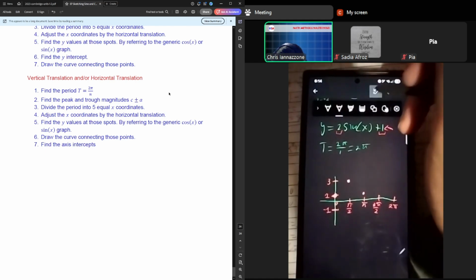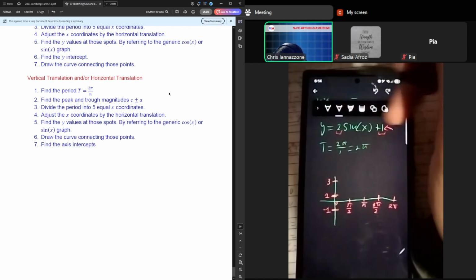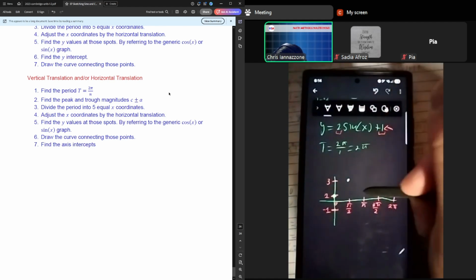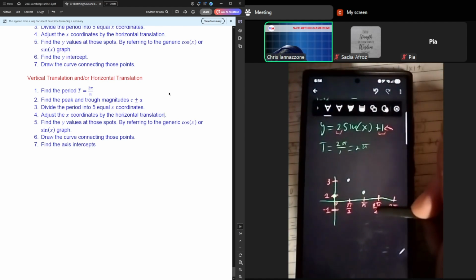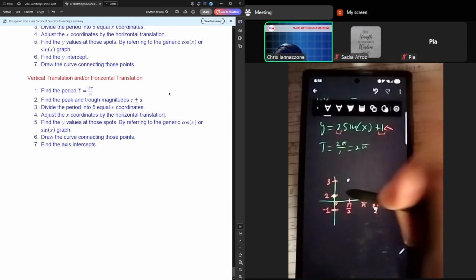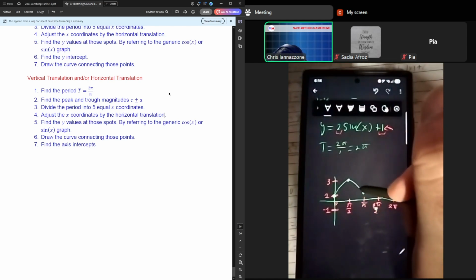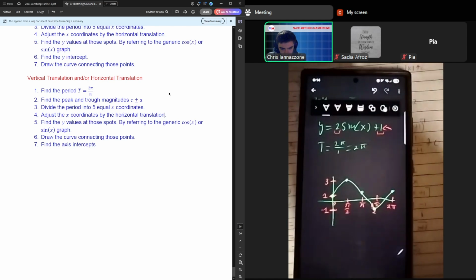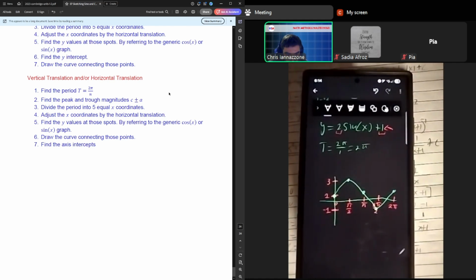Maybe I should do this in green. Peak, middle, trough, middle. Draw the curve. Okay. It's pretty good so far. One thing that's weird about it though, what do we have left to do?